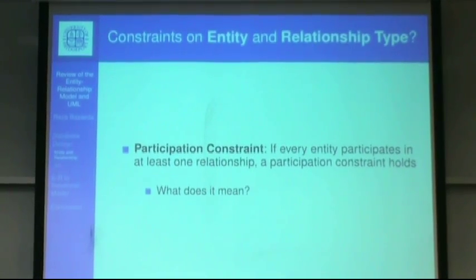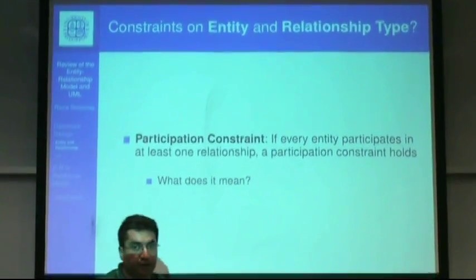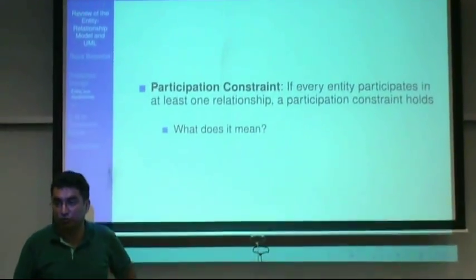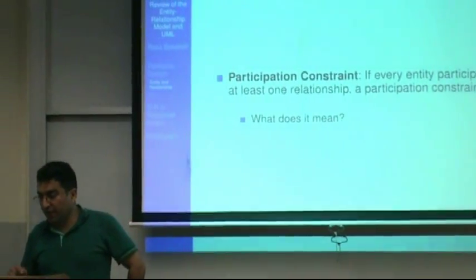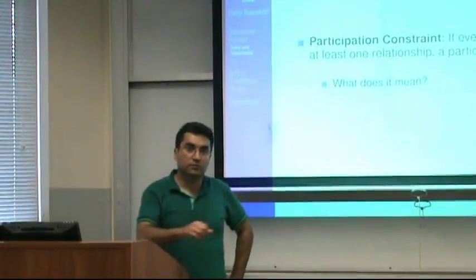So, okay, now I would like to define a constraint, which is called participation constraint. If every entity participates in at least one relationship, a participation constraint is holding. Okay, what does it mean? Every entity participates in at least one.